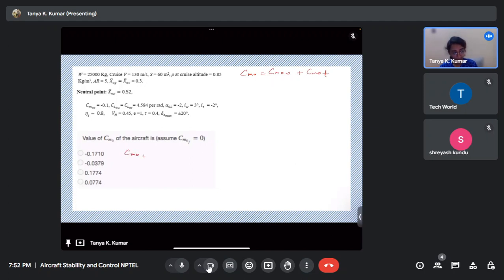Cm naught of the tail, we just wrote down the formula for the previous question. It was VH CL alpha tail into I wing plus epsilon naught minus I tail. Similarly, what was for the wing? It was CMAC of the wing, then you had the CL naught contribution, CL naught x bar CG minus x bar AC wing. Okay, just try doing it now.